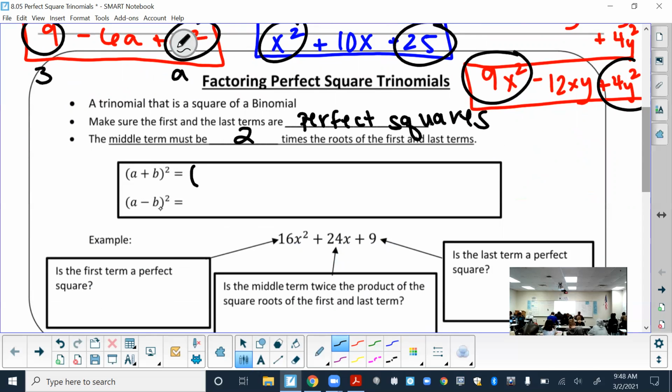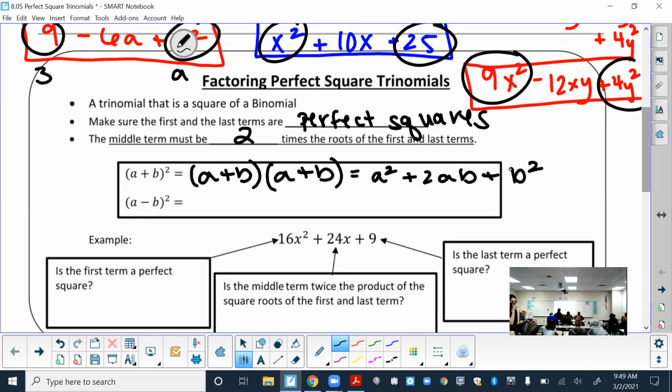So this is the factored form for your perfect square trinomials. That's what your answers usually look like when you factor. But here's what they look like expanded. So a plus b times a plus b. FOIL that and simplify it. The simplified form looks like a squared plus 2ab plus b squared. All right, so that's your definition for when it's plus.